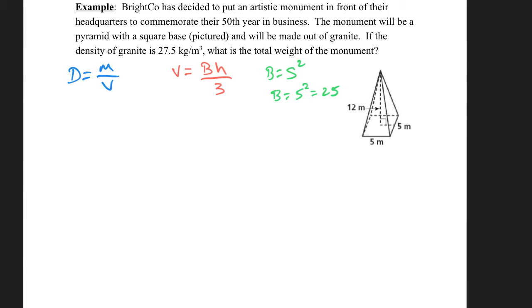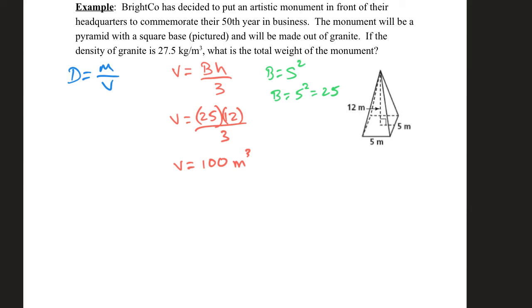Let's just plug in. So we get V is equal to big B, which is 25, times our height, which is 12, and then all divided by 3. 25 times 12 divided by 3 equals 100. So the volume of this monument, which is shaped like a pyramid, is 100 what? It is meters cubed. Because we have meters times meters times meters, meters cubed.